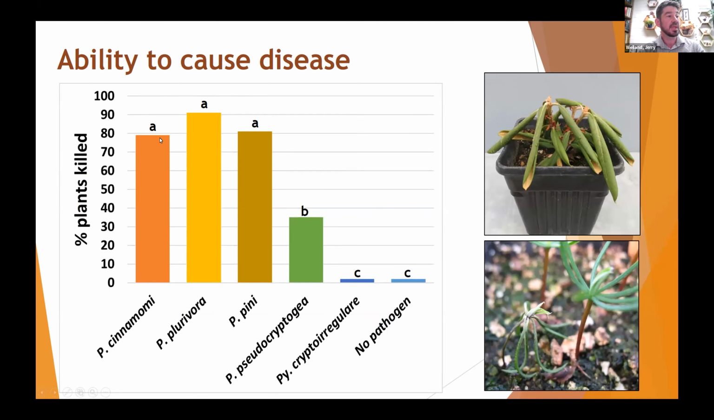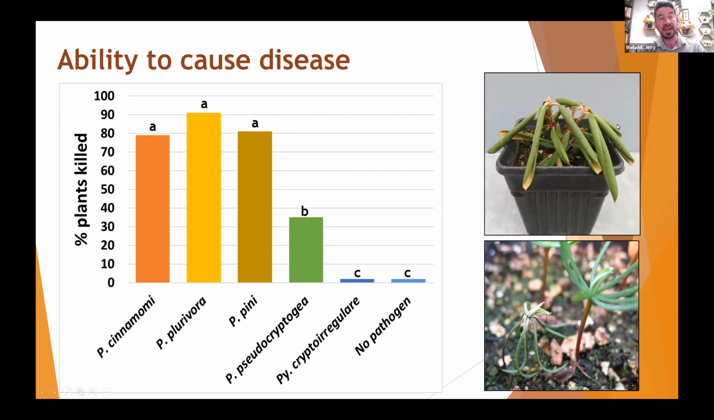And what we found is that Phytophthora cinnamomi, pleurivera, and pini consistently kill, on average, 80 to 90% of the plants that we inoculated. Cryptogaea was a little bit weaker, killing about 35%. Pythium cryptoirregulare, the number 1 pathogen we found everywhere, only killed 3 plants in the entire study, and that is on par with the number of plants that died in control treatments that had no pathogen at all.